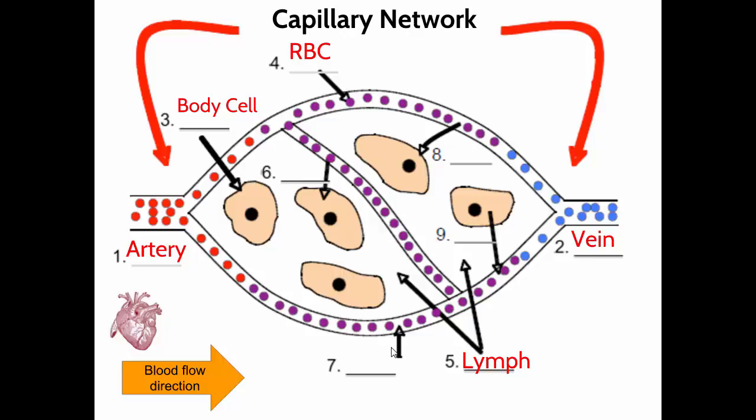So what substance does number 6 represent? It's something that's moving from a red blood cell going into a brain cell. Oxygen. That would be oxygen. That's what our red blood cells carry. Oxygen, and they give it to our body cells. What is this space? Are these red blood cells just in air? No. What do they carry in? Plasma.